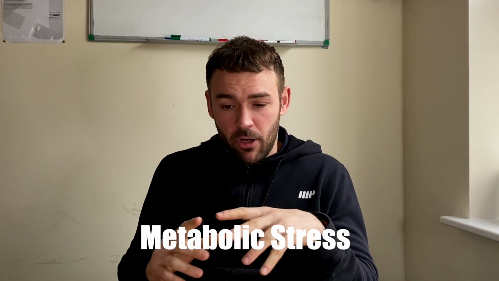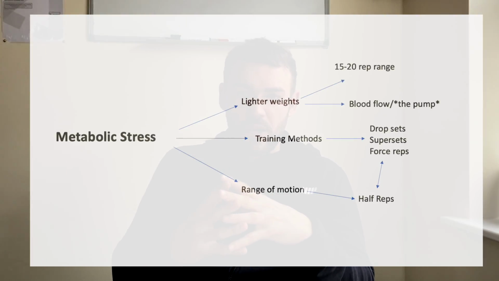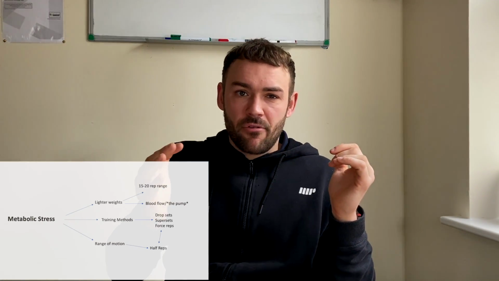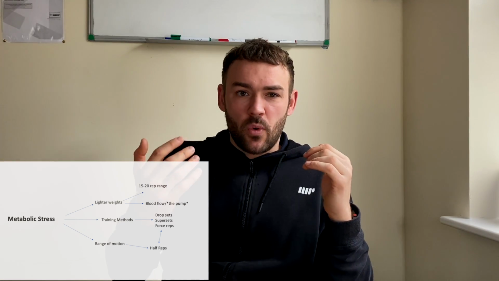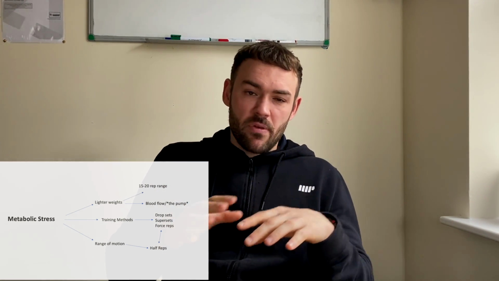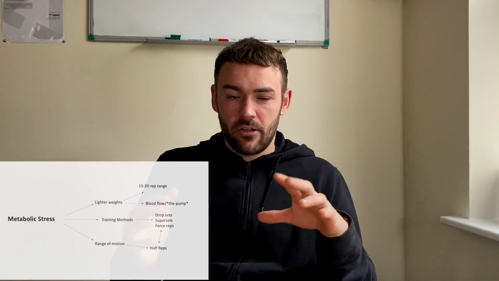So let's talk about number two, which is metabolic stress. And this is all to do with lifting light to intermediate weights for a longer period of time. So we're stepping away from doing heavy weights and doing 3 to 5 reps, and we're moving into the 15 to 20 rep range, where we're really getting the pump in the muscle. You may have heard of getting a pump loads of times. Arnold made it very famous.